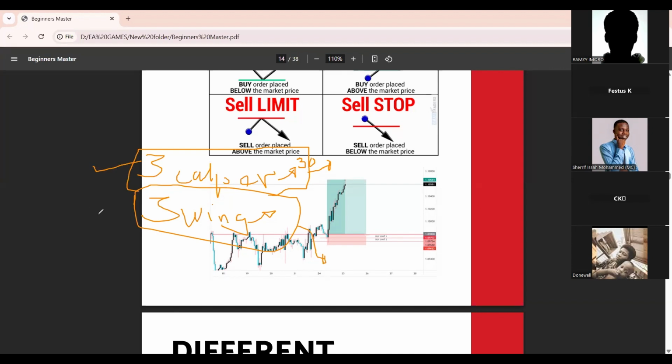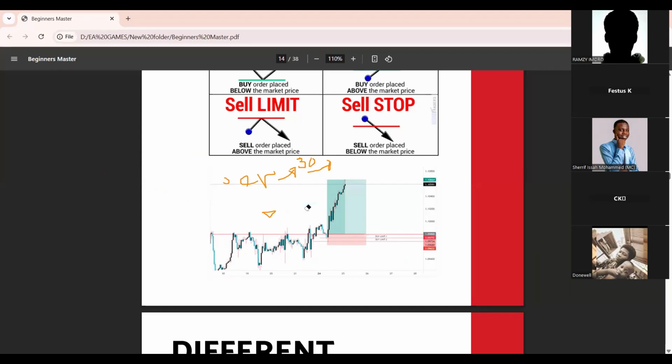But if you're someone who is busy and doesn't want to be on the chart for long, you place your pending order, you know where you want the market to get you, then you get on your trade and boom, you just wait for the market to get to your zone. This is also something I want you guys to know, because it's what we're going to learn in the next topic, the next terminology we are talking about.